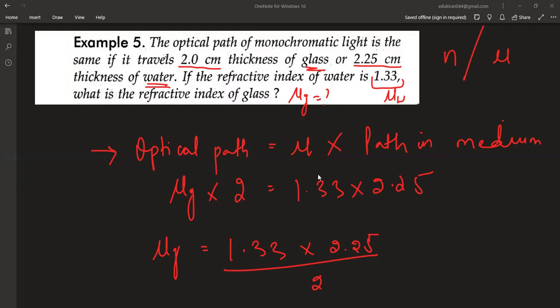This is actually the definition also of optical path. Path in that particular medium multiplied by the refractive index of that medium, because that is the optical density. Refractive index tells and mentions about the optical density. So when you multiply it with the path in the medium, that gives you the optical path. So the right hand side is equated for both of the things.